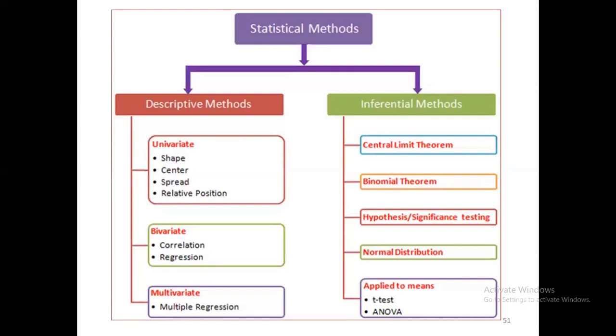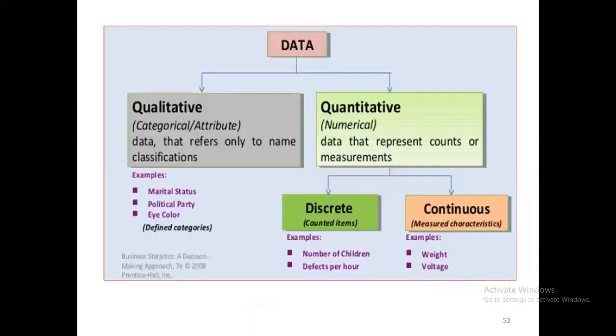In descriptive methods, we are using three types: univariate methods, bivariate methods, and multivariate methods. In inferential methods we are using the central limit theorem, binomial theorem, hypothesis testing, normal distribution, and applied to means like t-test, ANOVA, z-test, chi-square test, etc. I have explained already, data may be of two types: qualitative data and quantitative data.